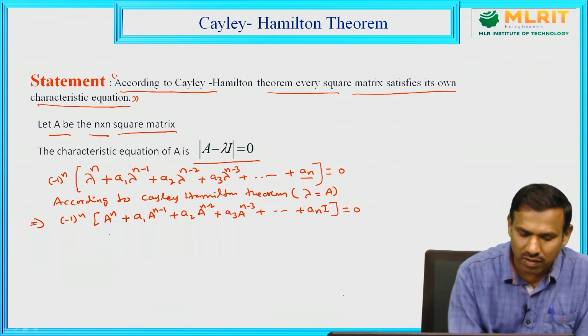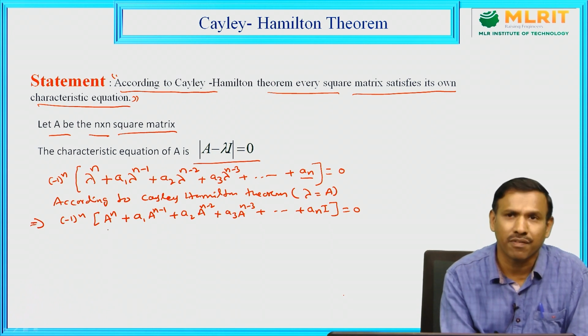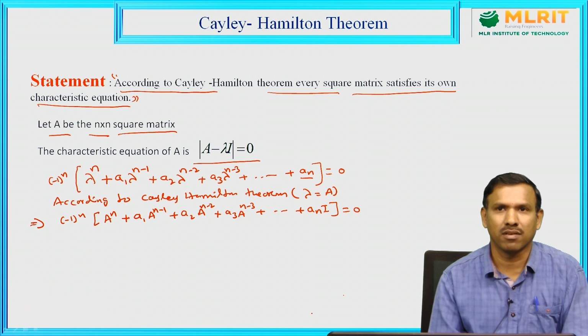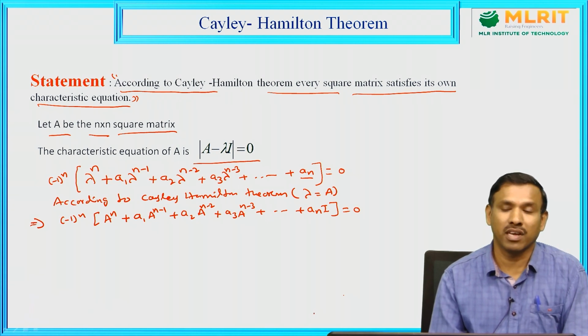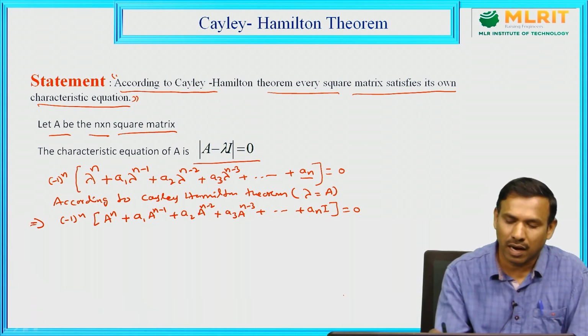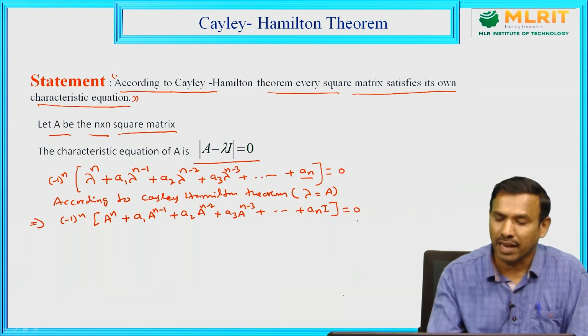This is the meaning of the Cayley-Hamilton theorem: if you find all the powers of A and add them, finally you will get a null matrix, the 0 matrix. That is called verification of the Cayley-Hamilton theorem. Suppose the question asks to verify the Cayley-Hamilton theorem, we need to find the characteristic equation, replace lambda with A, and adding all the matrices you will get a null matrix.